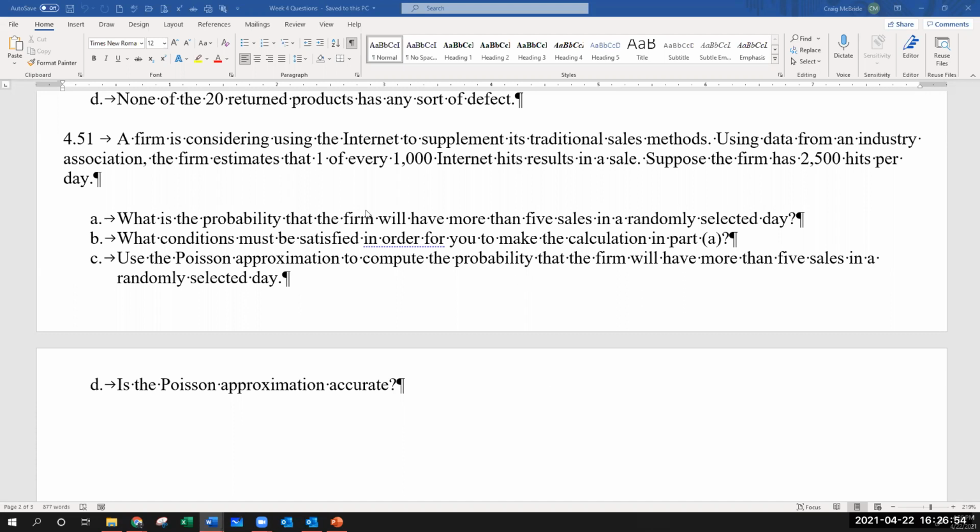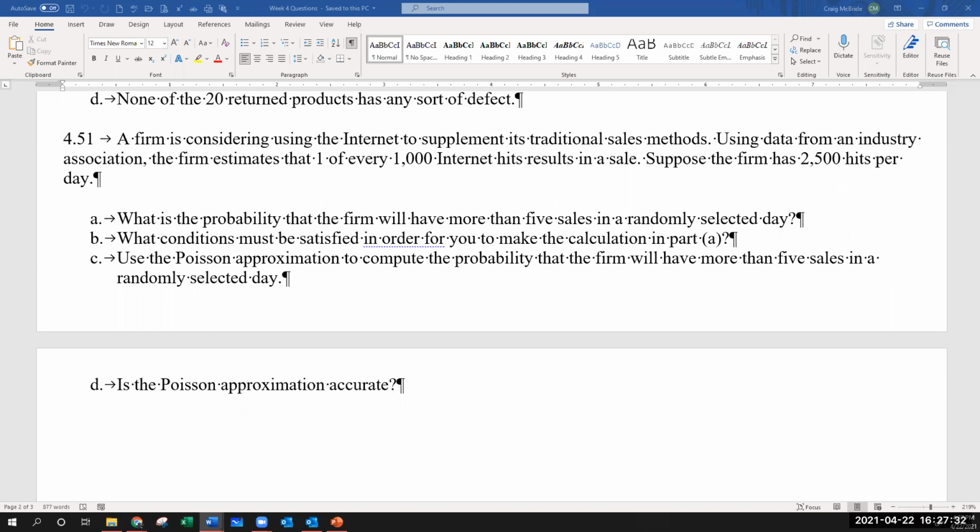It says it gets one sale for every 1,000 hits. So that's a number of things out of a number of trials. And then it says, suppose it has 2,500 hits. Again, that's a number of things, not a span of time. You're thinking that all of this is maybe happening in a day, because they tell you it happens 25 hits per day, but we're not measuring something over 24 hours. We're measuring something over 2,500 hits. So it's still a binomial.